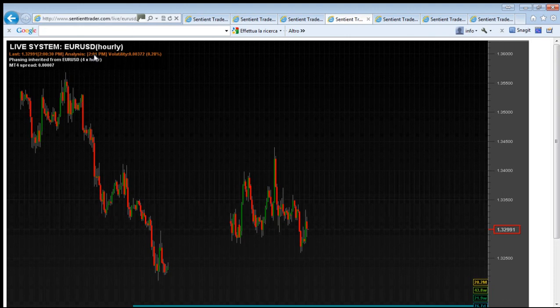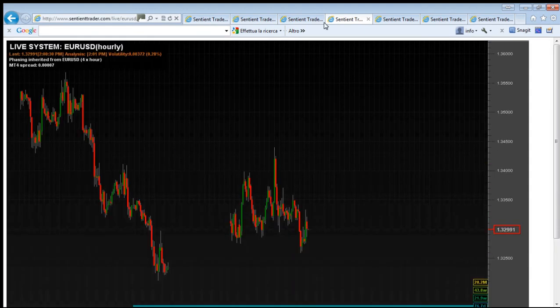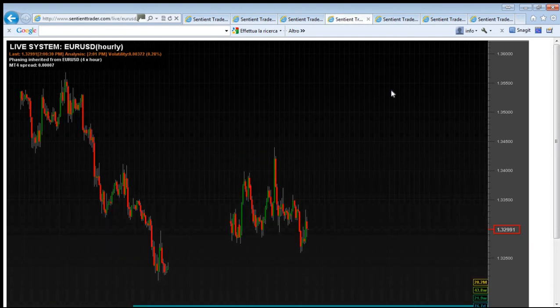If I go back to the current analysis, which was uploaded to our servers 1 minute after 2 p.m., just as we started today's trader chat, this is the 1 hour chart. You can see it says phasing is inherited from the 4 hour chart, and sometimes you'll see the message there that the phasing analysis has been rejected.